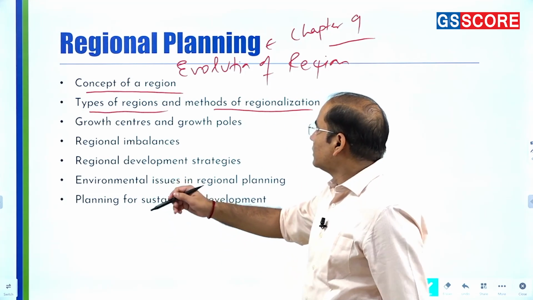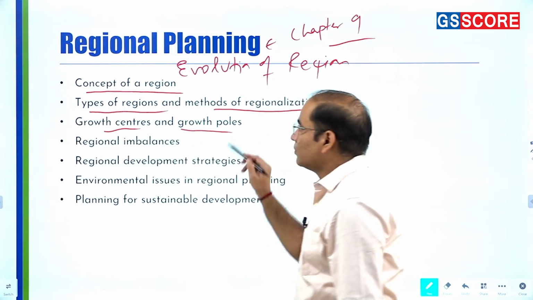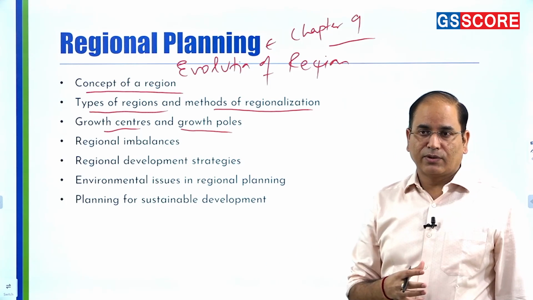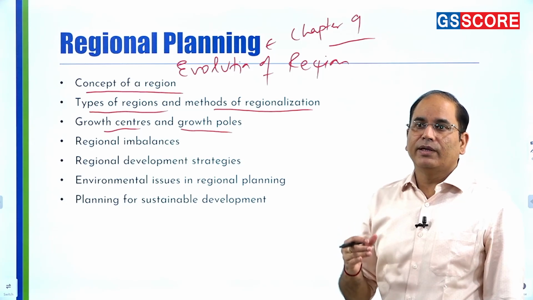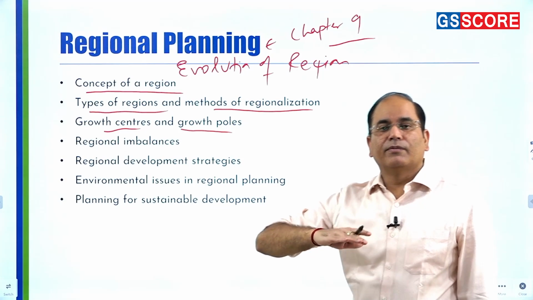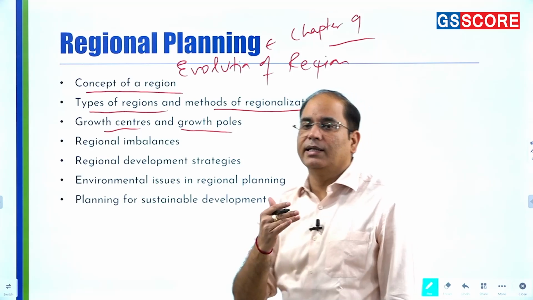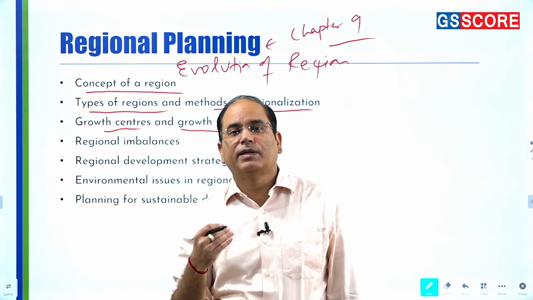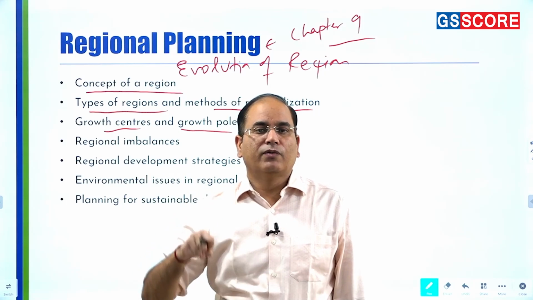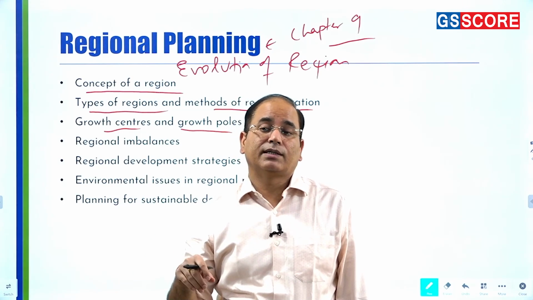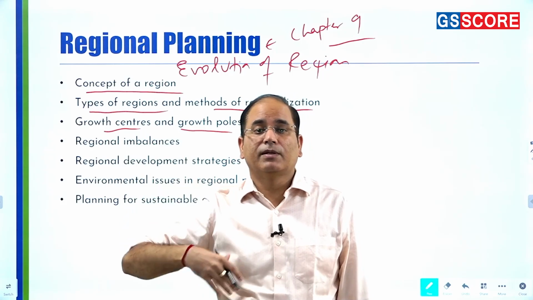So the concept of growth center, growth pole. The growth center concept simply propagates that we cannot guarantee that all the regions will develop at the same time, or all the places will develop. Like in India, if you want to go for development, it is not possible that all the areas will develop in one go.